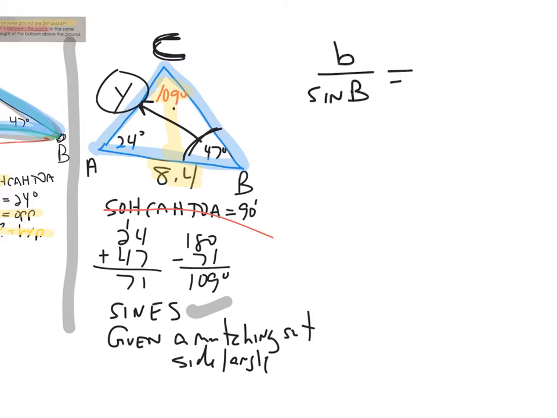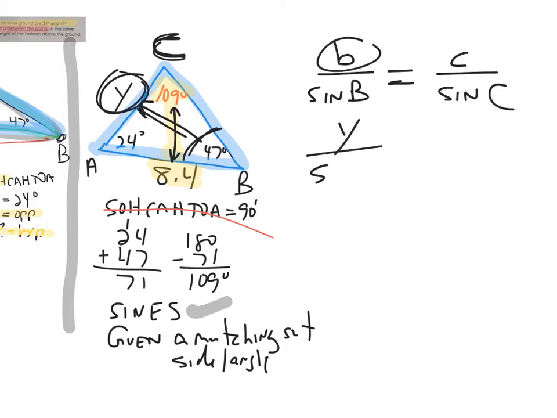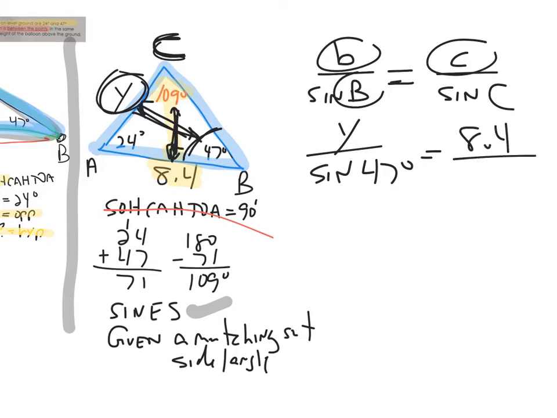So I'm going to write little b over the sine of angle B. That equals now my c's: little c over the sine of big C. So here I have little b, which is y, over the sine of angle B, so the sine of 47. That equals little c, that's 8.4, over the sine of angle C, that's the sine of 109.